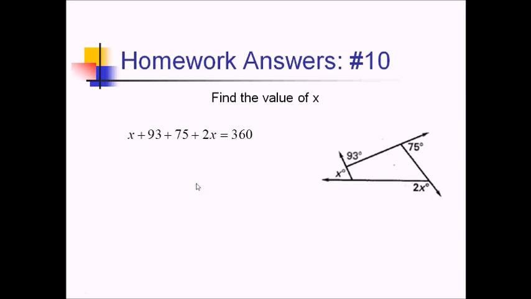X and 2x gives us 3x. Subtracting 168, that's going to be 192. And then dividing by 3, let's see here, that's going to be 64.